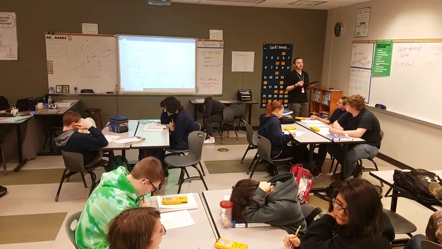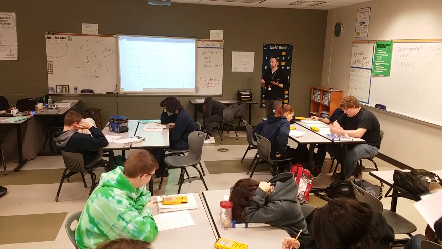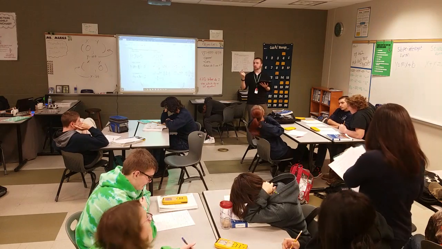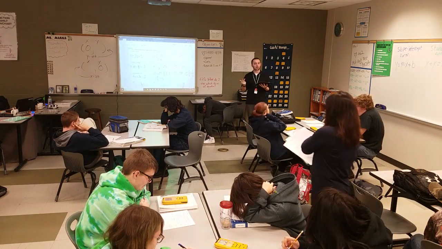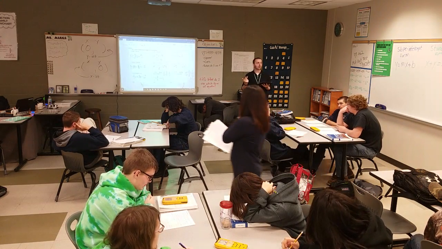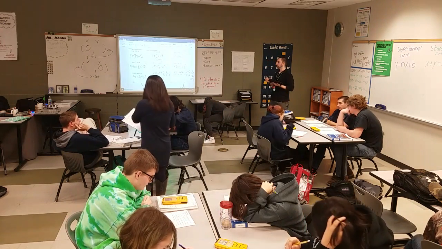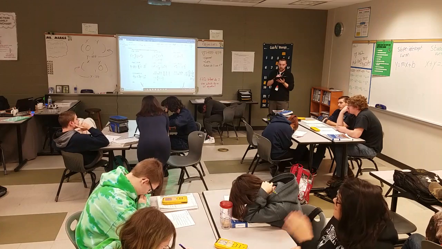What form should I use? I have the slope, the x-intercept, and some random point. Point-slope form, right? I don't have a y-intercept, so I can't plug it into slope-intercept form. So, I'm going to go ahead and plug it in.